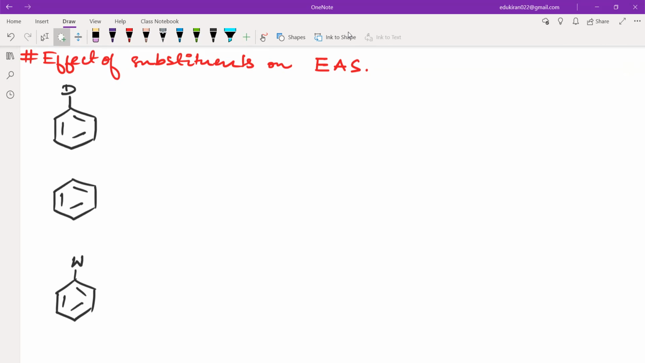Now in electrophilic aromatic substitution, benzene is the one which is giving electrons, yes or no? All of you, please tell me. Yes, sir. Now, if benzene is giving electrons, and I want to increase the reactivity, then reactivity is proportional to the electron density. Yes or no? If we have more electron density in the benzene ring, then the reaction will be faster. Yes or no? Yes, sir. All of you agree.